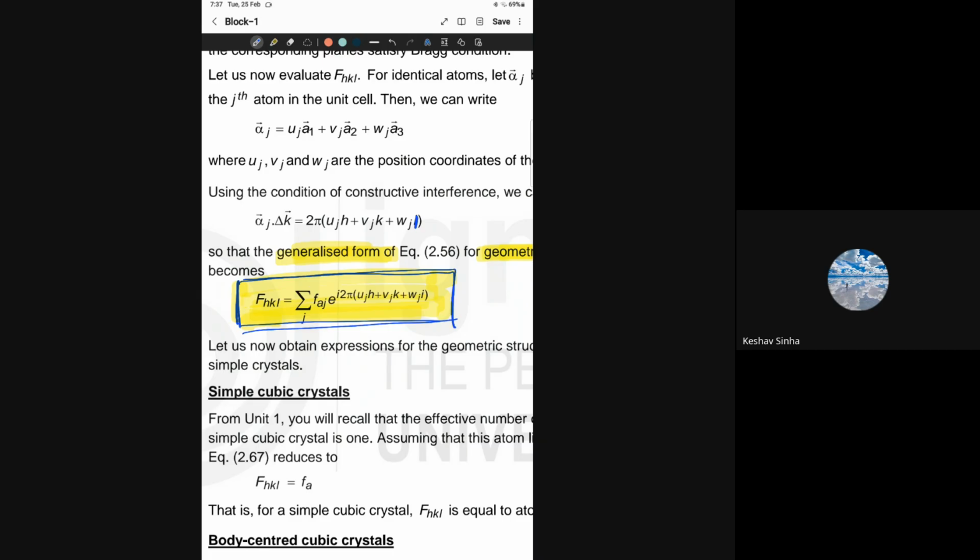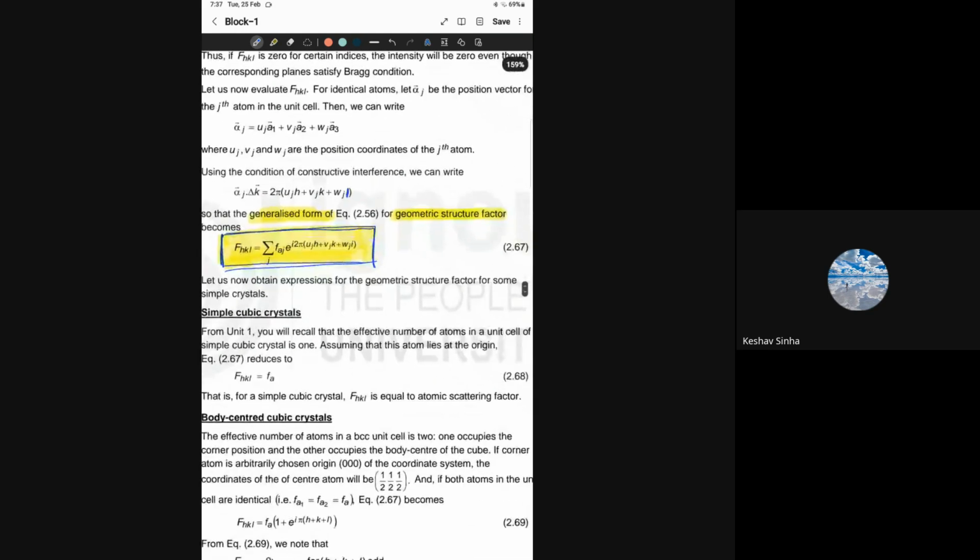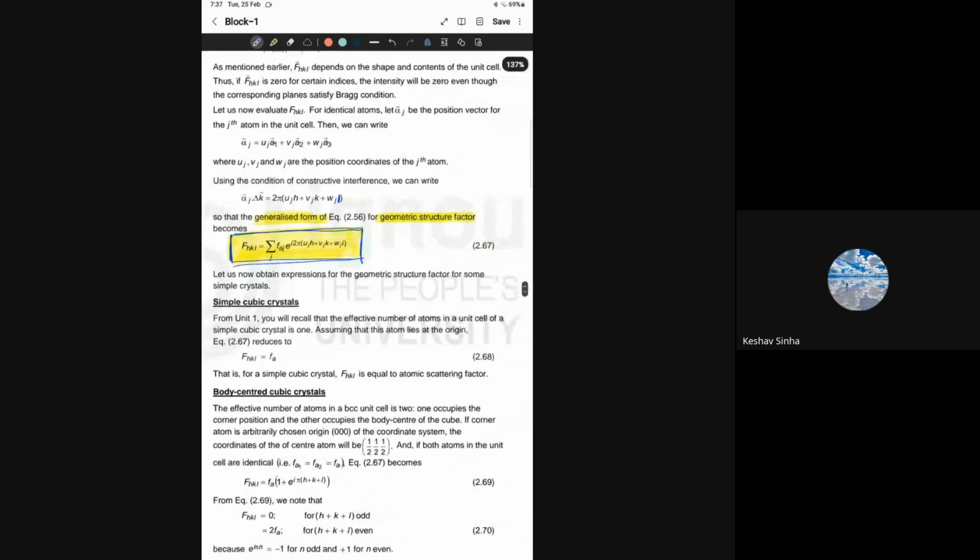Consider simple cubic, that the effective number of atoms in a unit cell of a simple cubic is 1, assuming that the atom lies at the origin. So if it is at the origin, then uj, vj, wj are 0 0 0, and e to the power 0 is 1. So the summation of f_a j will be equal to some simple constant f_a. So this is the simple cubic structure.